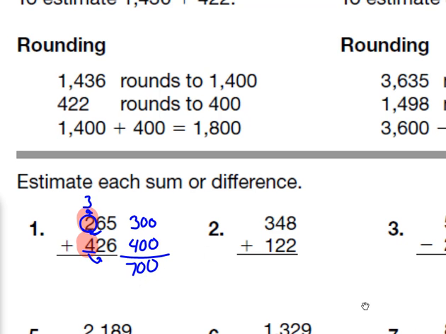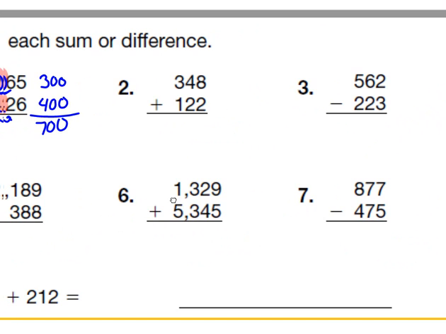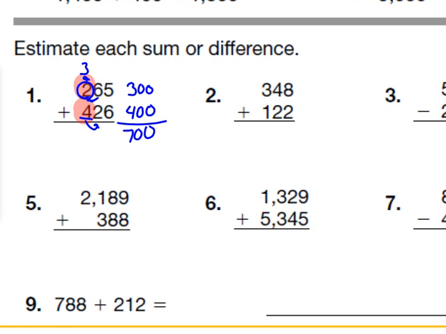Okay, just like we did in class today. Just make sure you look at that sign. If it's plus, add it. If it's take away, subtract it. When we get down to bigger numbers, like number 5, we'll continue to round to the nearest hundreds place. On number 6, we can also round to the nearest hundreds place. Okay, so I'll do number 5 with you, and then I'll excuse you to do the rest on your own.